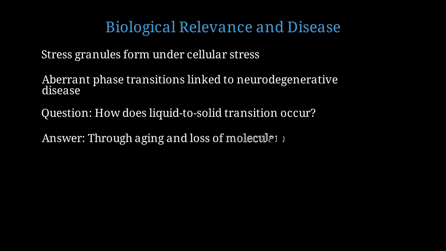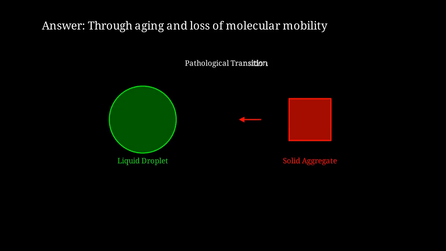The answer involves condensate aging, where over time molecules within droplets adopt more stable, less mobile configurations, eventually forming irreversible fibrils. This illustrates the pathological transition. A healthy liquid droplet on the left can transition over time to a solid fibrillar aggregate on the right, losing its beneficial dynamic properties.